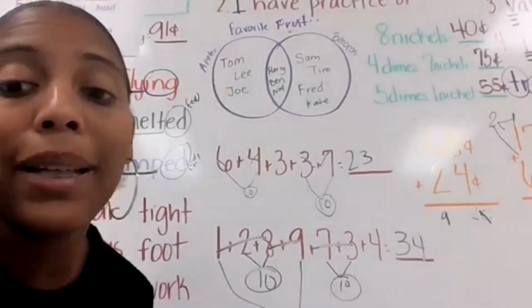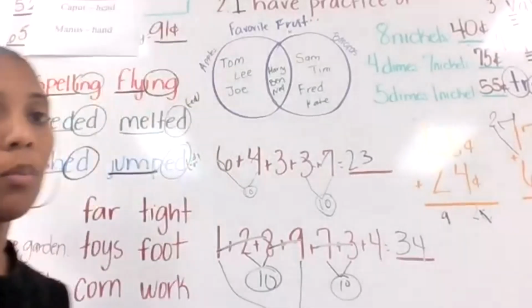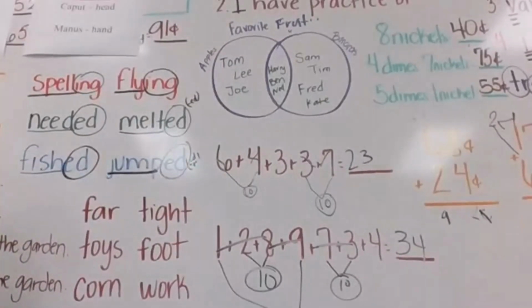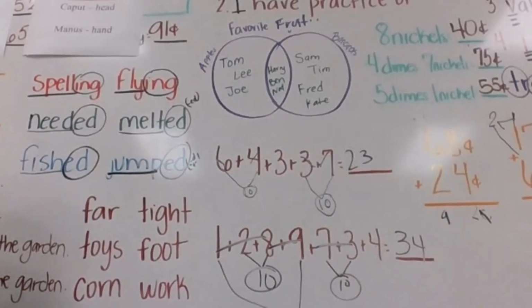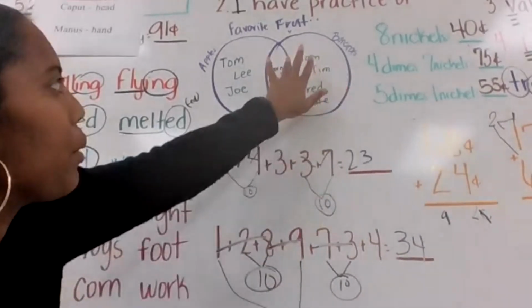How many people like bananas all together? Carly? Ten. Not ten. Seven, yes. The four here and then the three in the middle.